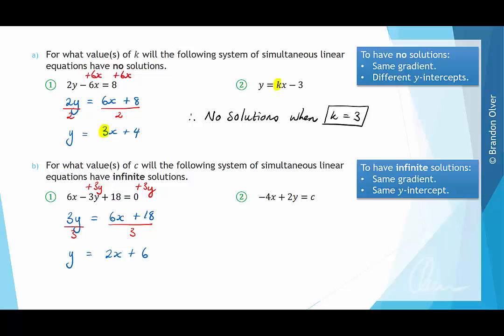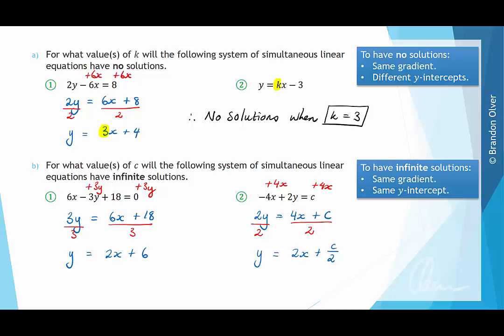For the second equation, we're going to start by adding 4x to both sides of the equation. And we find that 2y is equal to 4x plus c. To get y by itself, we divide both sides of the equation by 2, and that gives y is equal to 2x plus c divided by 2.